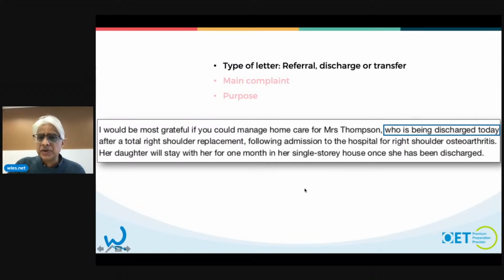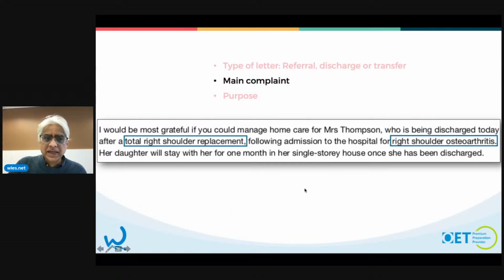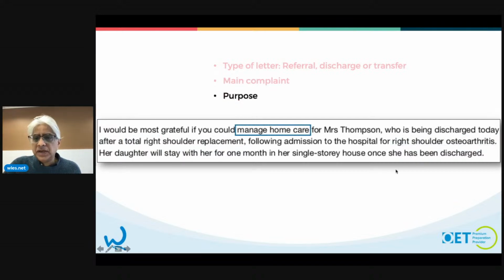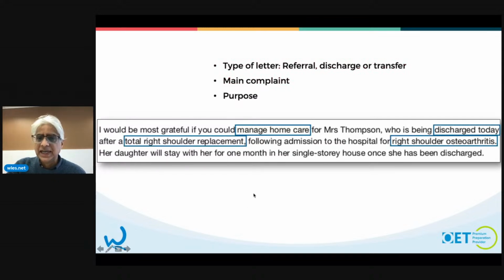We'll look at the grammar in a moment. We also have the main complaint. She had her shoulder replaced. She had osteoarthritis in her right shoulder. And the purpose, manage home care. So it's quite general. We haven't gone into detail. We've just said manage home care. And you want to keep it general. We now want to write about the purpose in the main body of the letter. So it's fine to keep it general. You don't need to go into detail in the introduction. But remember those 3 things. State the type of letter, whether it's a referral or if the patient's being discharged, the main complaint or the main issue, and mention something about the purpose as well.